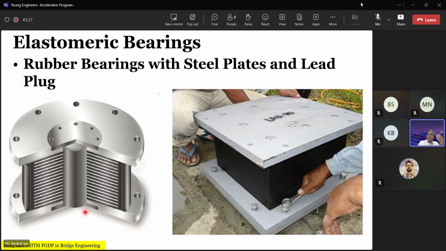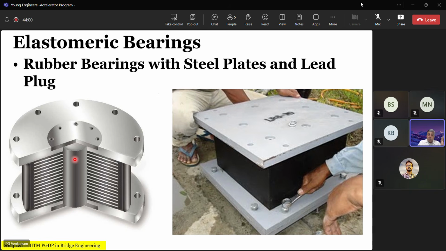A lead plug provides the stiffness to limit the deformation and also to limit the number of oscillations the bridge deck goes through before it comes to rest after a seismic event, because of the property of this lead plug, which is a lot softer metal than steel, and therefore it is a lot more malleable. It can change shape very easily.